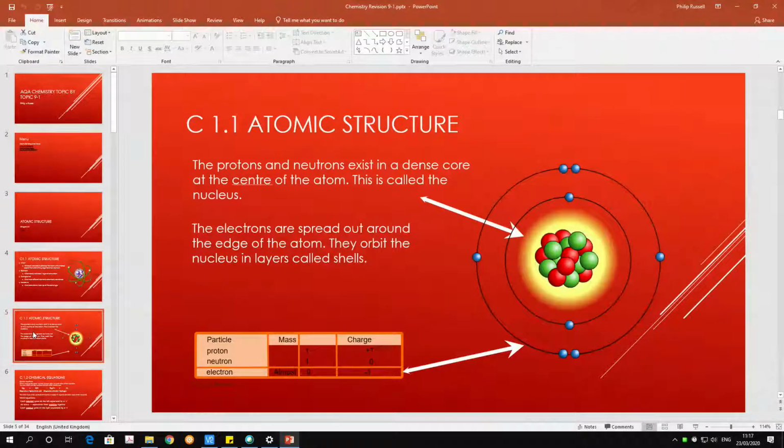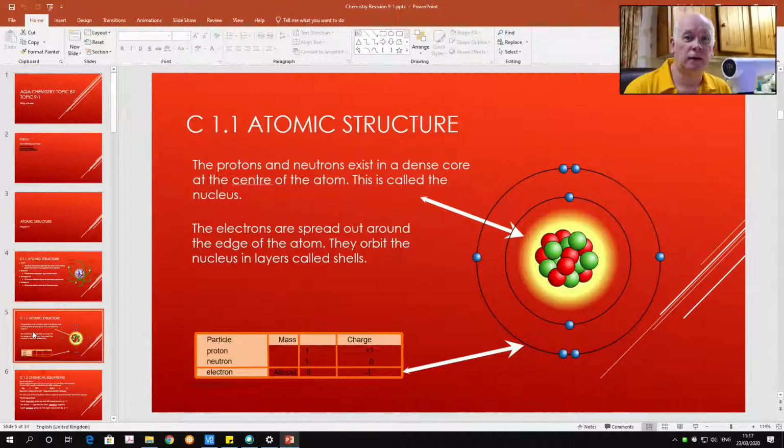If you want to look at this, try to look at it at scale. If you took a proton and put this in the center of Wembley Stadium, then an electron is going to be a grain of sand or salt somewhere outside of Wembley Stadium. So there's a lot of space, and all the mass is contained inside the nucleus.